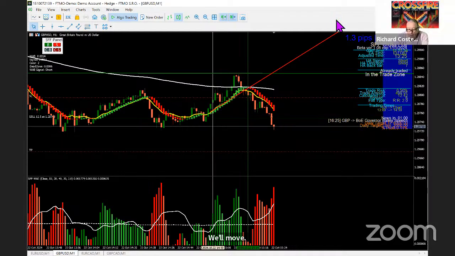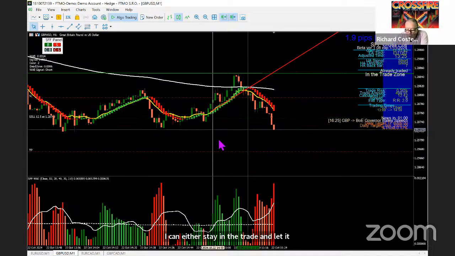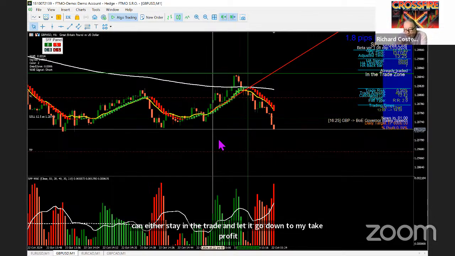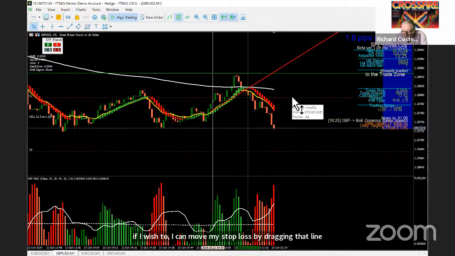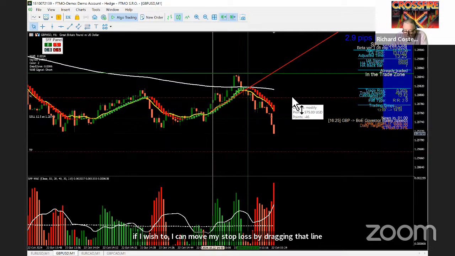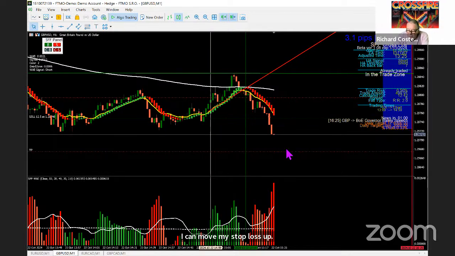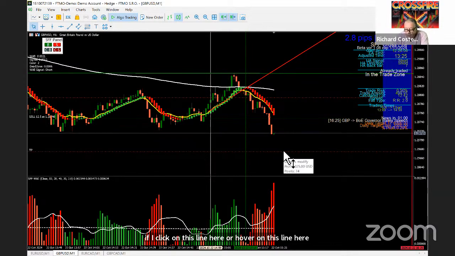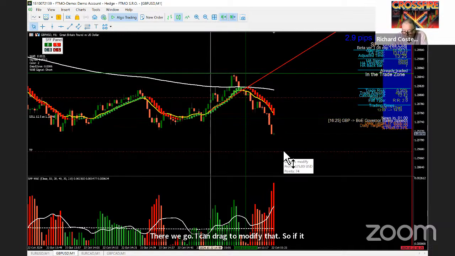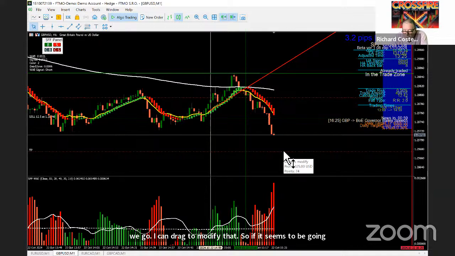So I can either stay in the trade and let it go down to my take profit, or I can decide to close the trade. Or if I wish to, I can move my stop loss by dragging that line. So if I click on that line and drag it, I can move my stop loss up. And if I hover on this line here, there we go, I can drag to modify that. So if it seems to be going well in my direction, I can increase my take profit.